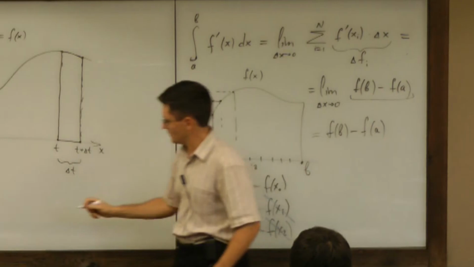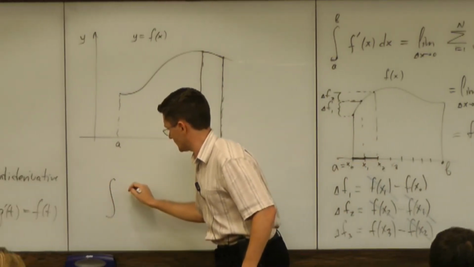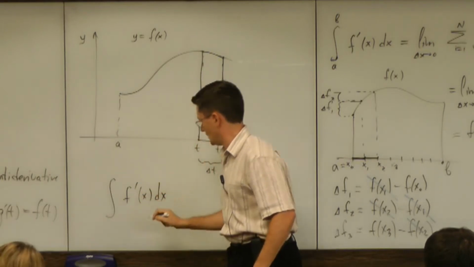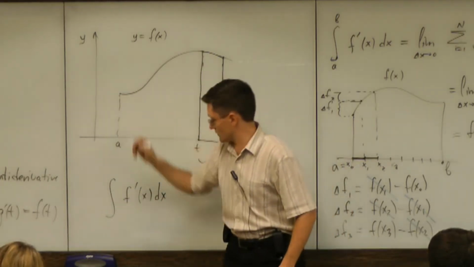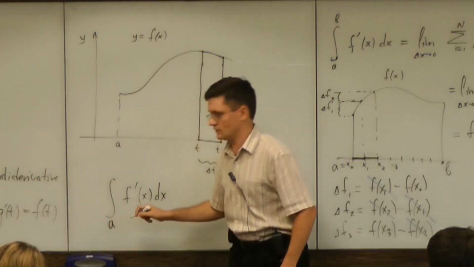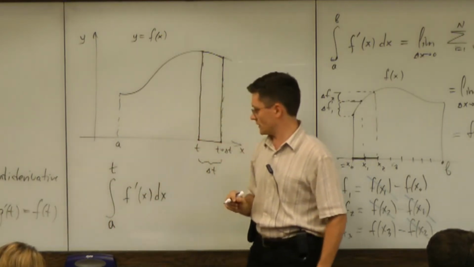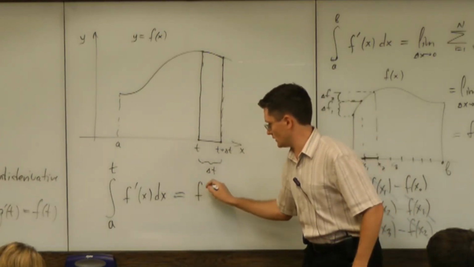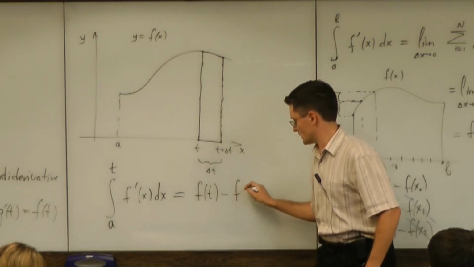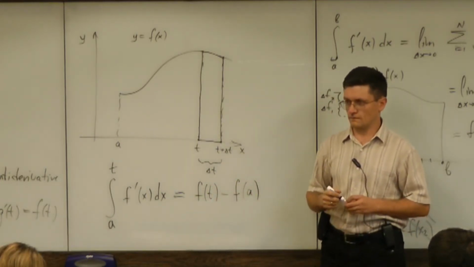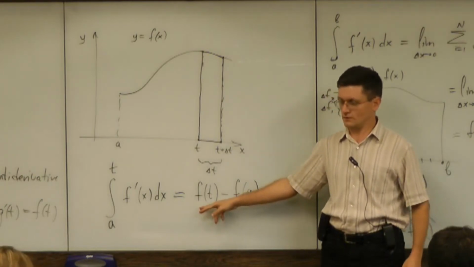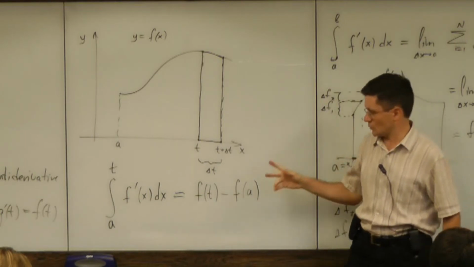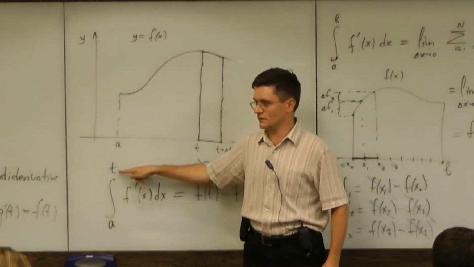Let me make it a formula. I take f, I differentiate it, then I integrate, and I would like to do the same. I would like to keep lower limit a constant, upper limit a variable. What do I get? I get f of t minus f of a. So I'm getting the same function back minus a number.